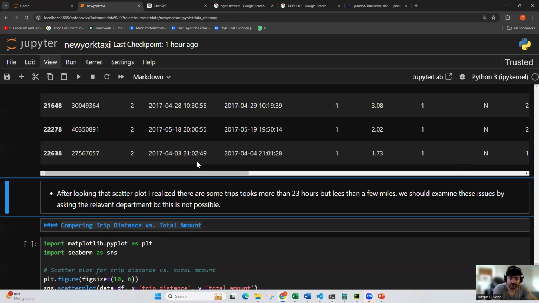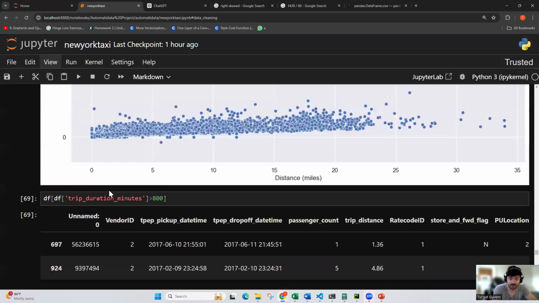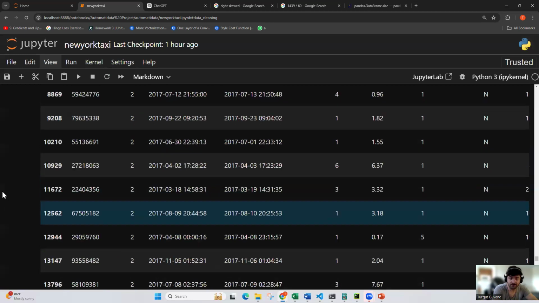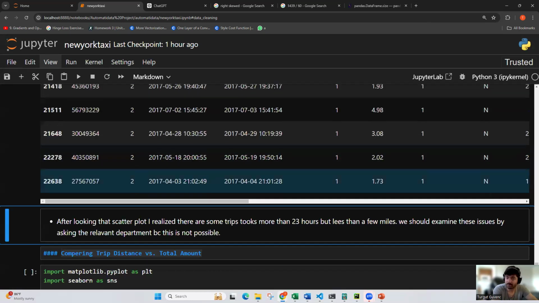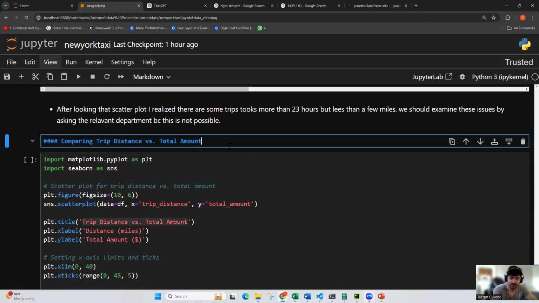Okay, let's check that the trip durations are higher than 800, and there are many. As you can see, how can we understand this? What is the problem here, right? After looking at the scatter plot, I read there are sometimes 20 hours. We should examine these issues, right?